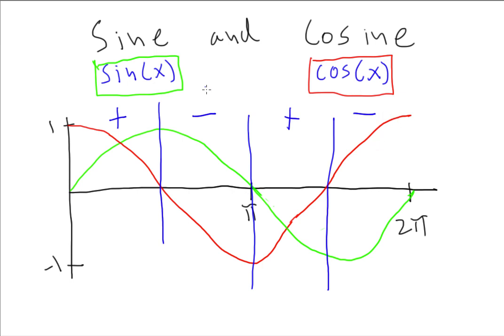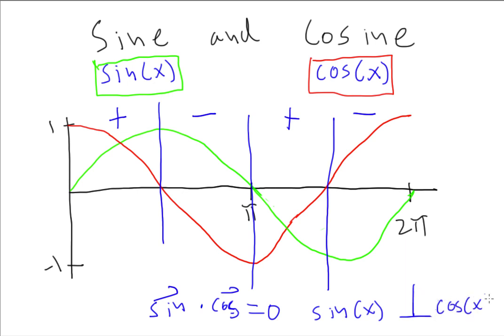And so our integral of sine of x times cosine of x is going to be 0, which is convenient because in some sense this means the dot product of sine of x and cosine of x is 0, which means in our function vector space, sine of x is orthogonal to cosine of x.